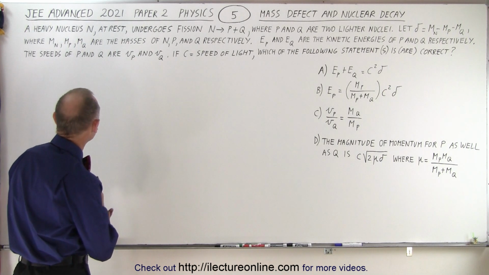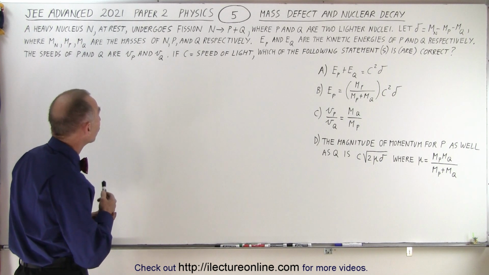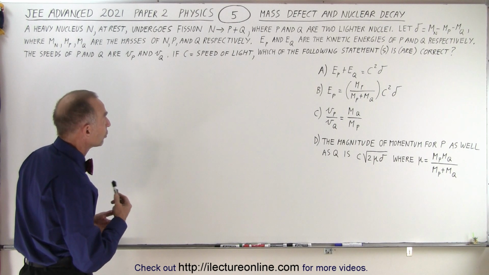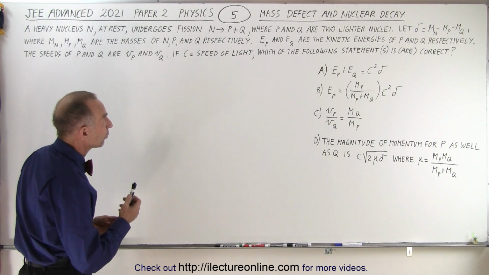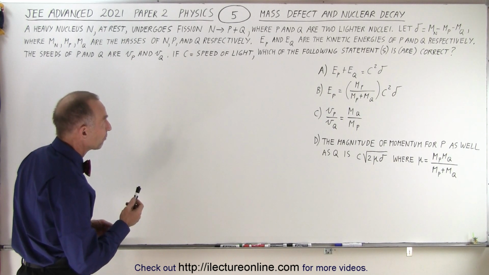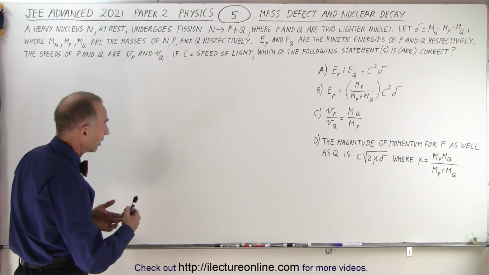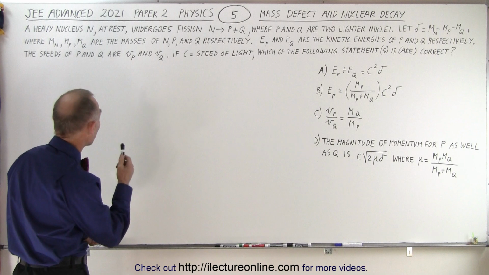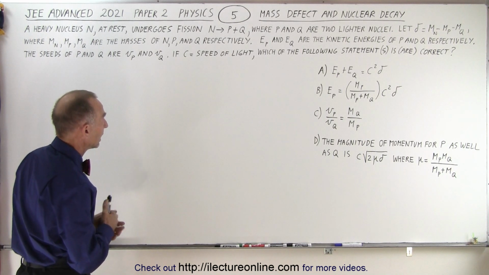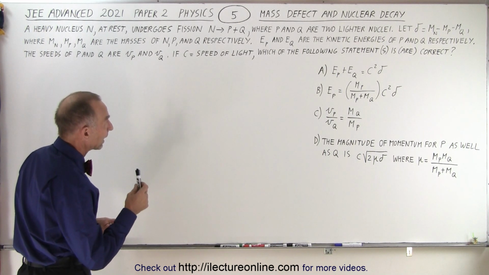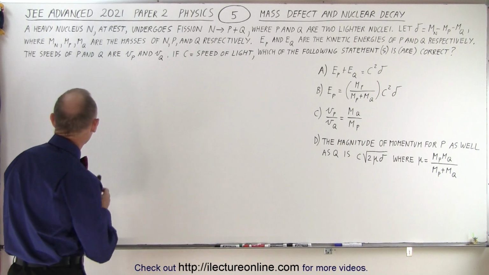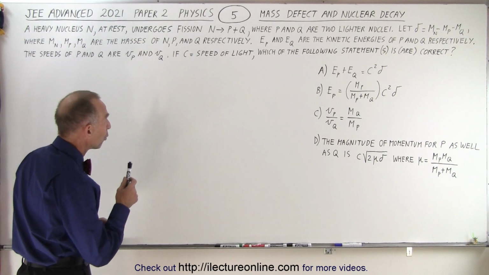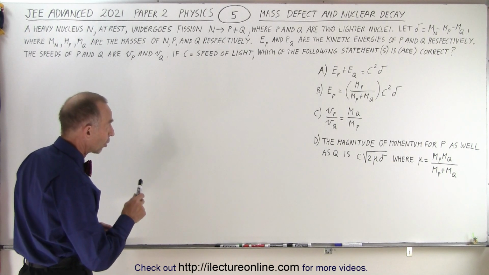It says a heavy nucleus N at rest undergoes fission where N becomes P plus Q, where P and Q are two lighter nuclei. Let delta equal the mass of N minus the mass of P minus the mass of Q, essentially the leftover mass or the mass defect, where m sub N, m sub P, and m sub Q are the masses of N, P, and Q respectively. EP and EQ are the kinetic energies of P and Q respectively, and the speeds of P and Q are vP and vQ. If c is the speed of light, which of the following statement or statements are correct?